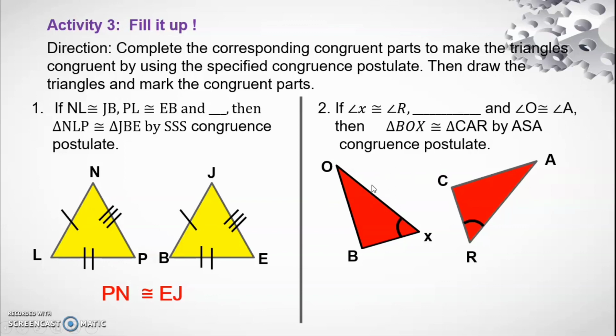So, second angle natin is si angle O. Ito, yung given is congruent to angle A. So, meaning, ang kulang natin is the side by ASA. So, side natin, included side. So, this side is congruent to this side. So, OX is congruent to AR.